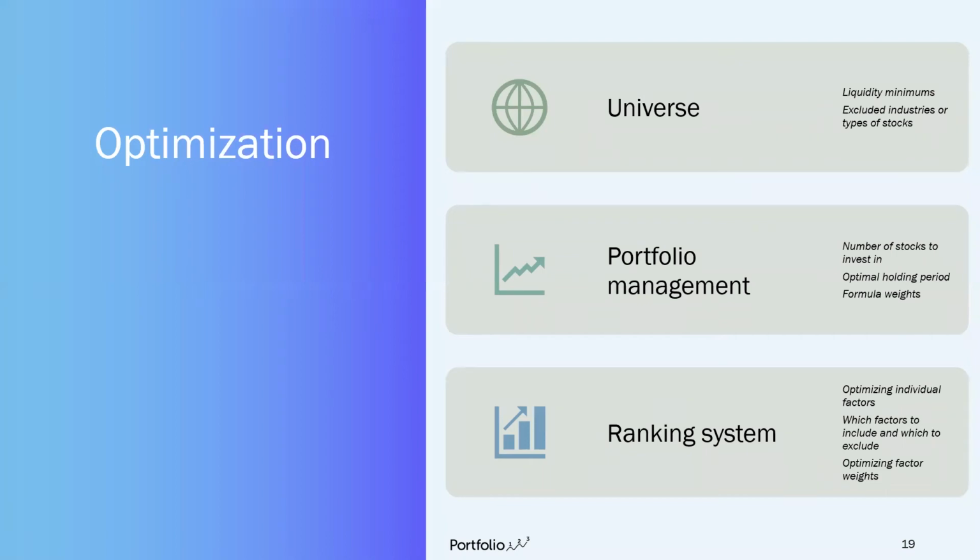Now we'll get to optimization. There are 3 things you'll want to optimize. Your universe, so what stocks you're choosing from, including liquidity minimums, excluded industries, and rules to exclude certain stocks; portfolio management, which is the number of stocks to invest in, the optimal holding period, formula weights, and anything else involved in portfolio management; and ranking system, where you want to optimize individual factors. You want to optimize which factors to include and which factors to exclude, and you want to optimize factor weights.